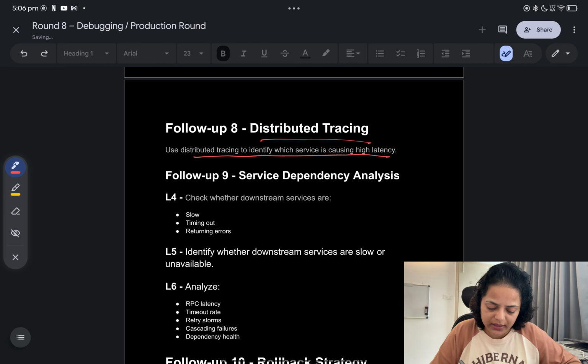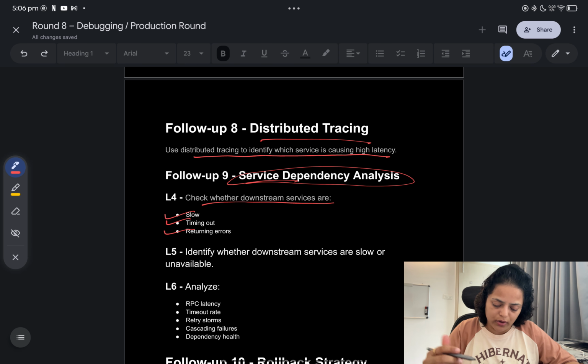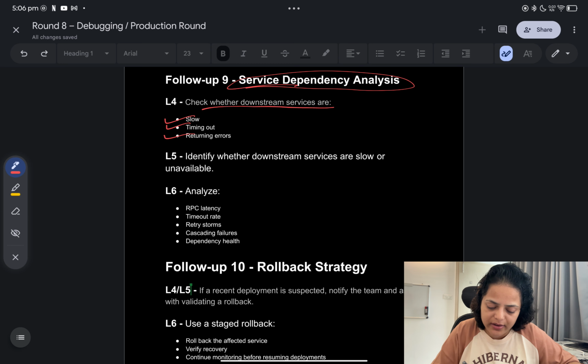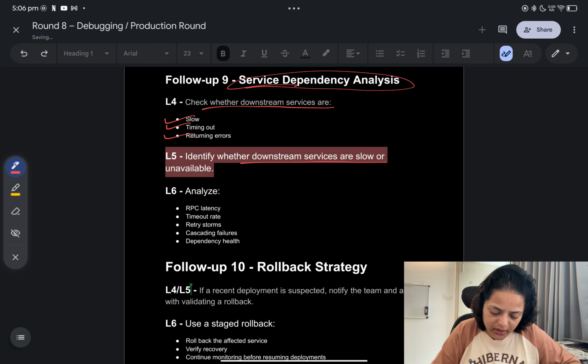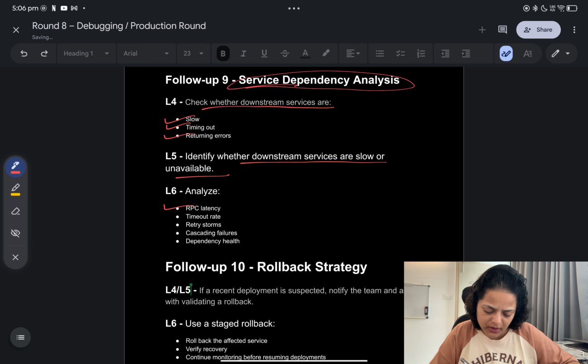Follow-up question 9 is service dependency analysis. Check whether downstream services are slow or timing out or returning errors. Let's say your service is working fine, but the downstream system it is calling is taking more time. You will check why it is taking more time. L5 will say to identify whether downstream services are slow or unavailable, same thing. And L6 will analyze RPC latency.